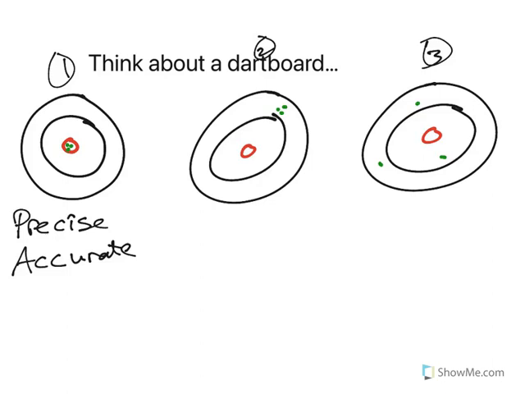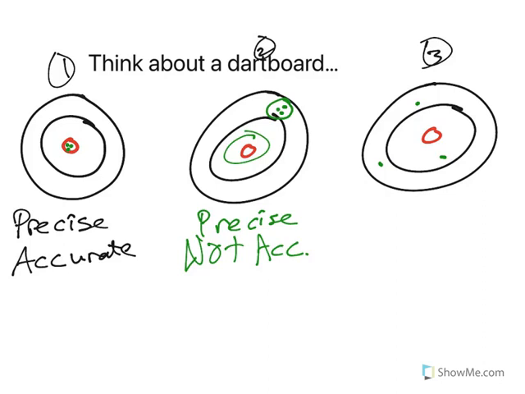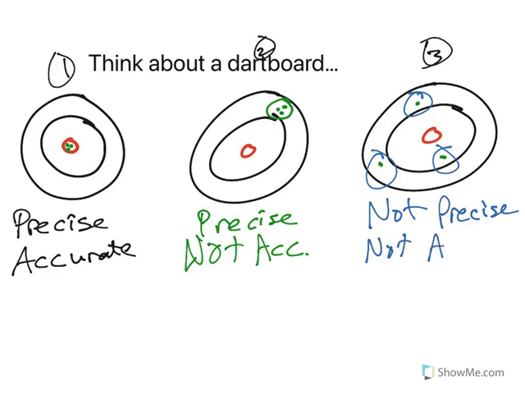Now in number 2, you will see they are all grouped together up here in the upper right quadrant of the board, and therefore they are precise because all 3 have a similar value, but they are not accurate because they are not anywhere close to the middle, the true value on a dartboard. So we would say these are precise because they're together, but not accurate. Now in number 3, you can see we've got one on the top, one on the left, and one in the middle right. Those are not anywhere close to each other, so they are not precise, and they're not anywhere close to the middle, so they are also not accurate. Just to give you a visual about these things.